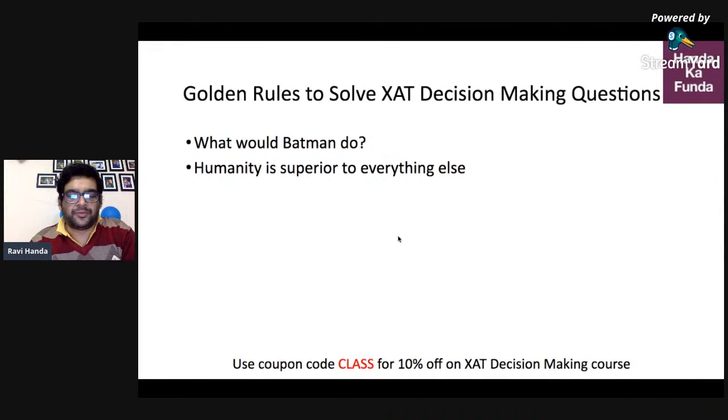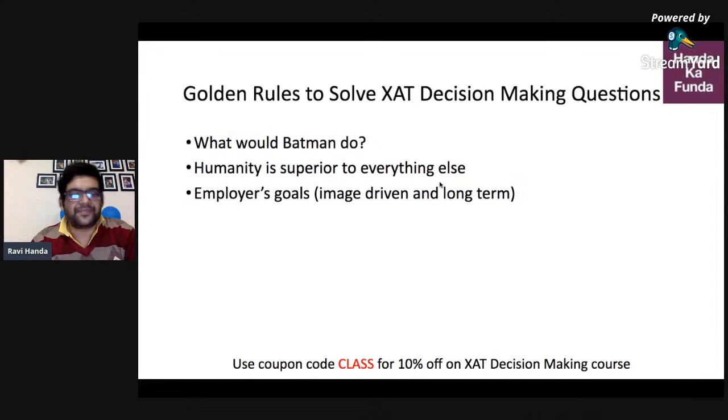Humanity is superior to everything else. So this point was once again highlighted in some of the questions that were there in 2020. So let's say when you were talking about your lowest level representatives who are doing sales jobs, sales representatives, or when you're thinking about villagers who might be using that contaminated water, you need to prioritize humanity whenever any decision needs to be taken.